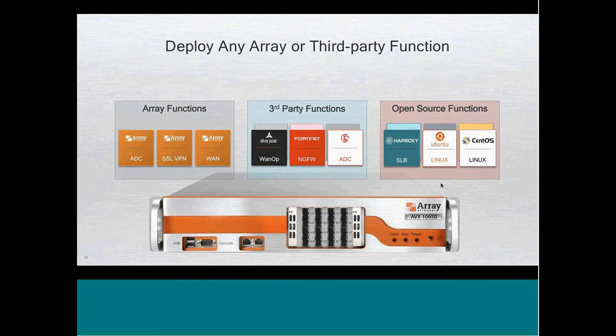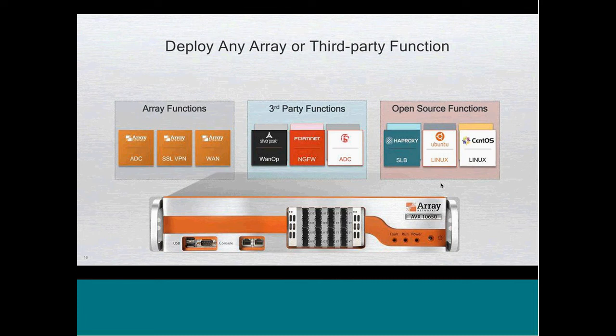You can run the second class of application, which is third-party applications, and we have tested many of those. These are just a sample representation. You can run WAN optimization from Silver Peak, or a next-gen firewall from Fortinet, or ADC from F5, or something from Citrix, and so on. We have tested that. We have tested Cisco functions and so on. Many of our customers continue to use that. So that's the third-party applications.